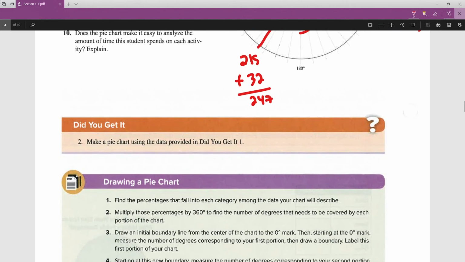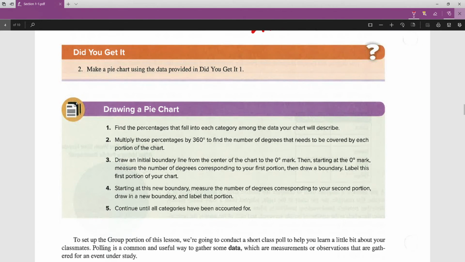So you'll see here at the bottom of the page, it tells you how to draw a pie chart. You find the percentages that fall into each category. You multiply those percentages by 360 degrees. You draw your boundary line from the 0 mark to the center. And then each time you get a new boundary, you add on the new angle measurements.